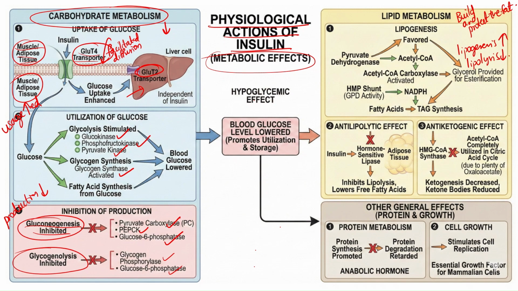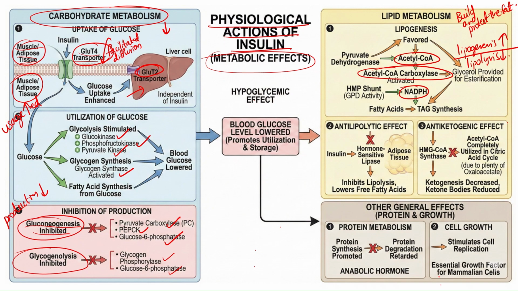Lipogenesis: the insulin provides the necessary building blocks for the fat by increasing the acetyl-CoA and the NADPH, and activates the acetyl-CoA carboxylase, through the glycerol that is needed for the triacylglycerol synthesis or the triglyceride synthesis, which is the storage form of the fat. Indirectly, the insulin will be promoting the lipogenesis.